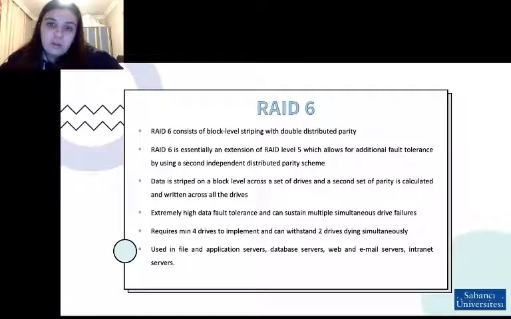Data is striped on a block level across a set of drives, just like in RAID 5, and the second set of parity is calculated and written across all the drives. RAID 6 provides for extremely high data fault tolerance and can sustain multiple simultaneous drive failures. It requires at least 4 drives and can withstand 2 drives dying simultaneously. Required applications are file and application servers, database servers, web and email servers, and internet servers.